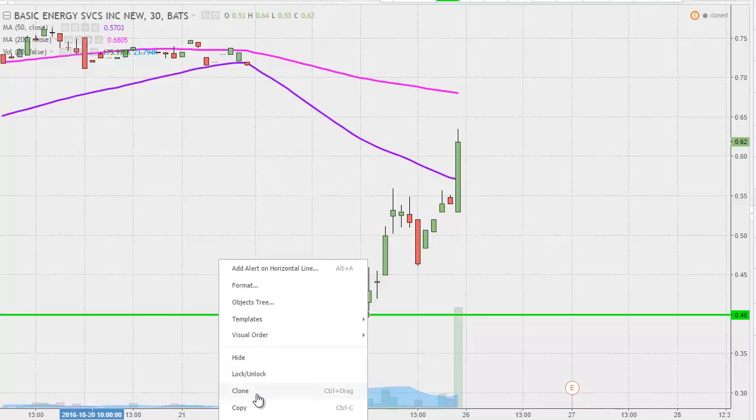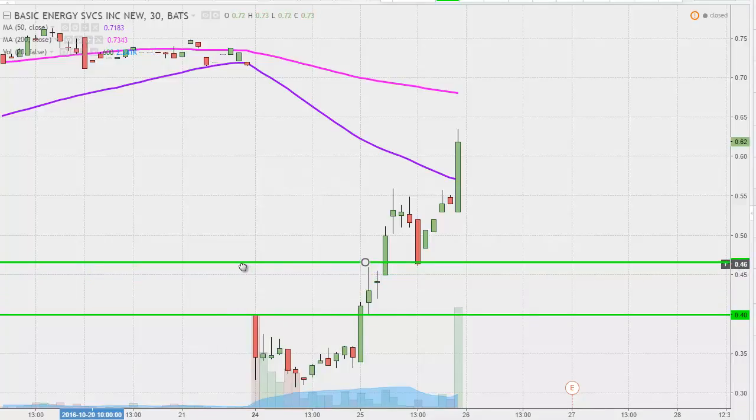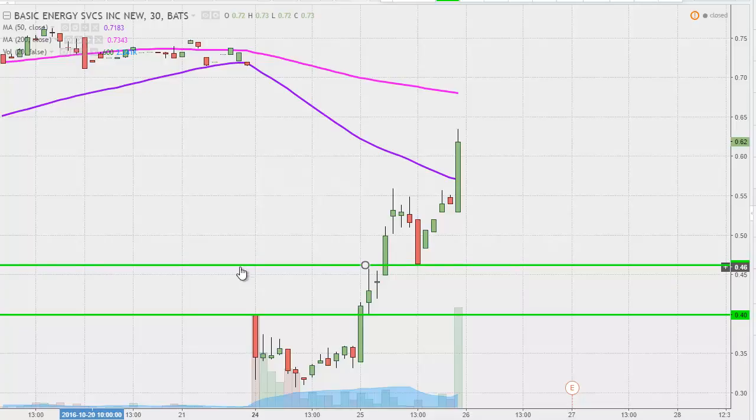A little near-term area of support, though, I'm going to call right here at the 46-cent mark. So 46 cents, 40 cents, two levels of support right there.